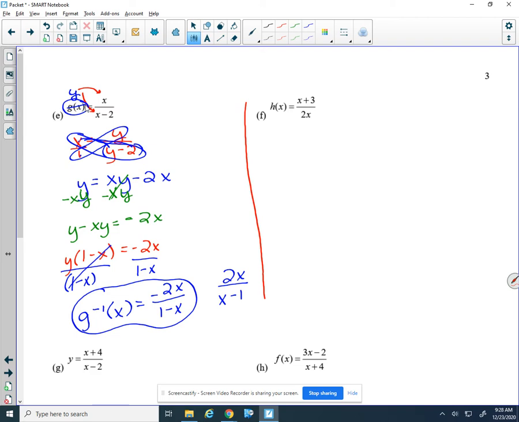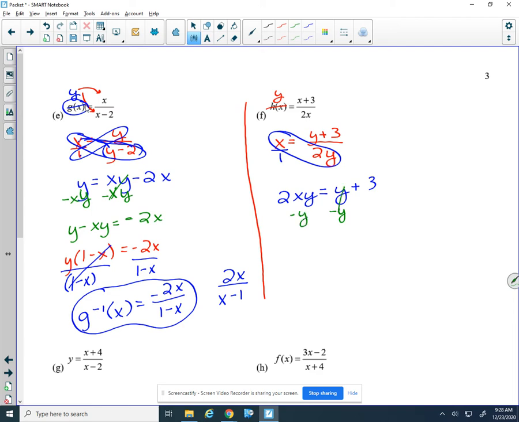So here we have another one where we're going to switch x and y, create a y from the h of x, switch x and y for the inverse. Then we're going to cross multiply. Here I do not need to distribute because these are both monomials. So x times 2y is 2xy. Then we're going to get our y terms together. I'm going to subtract this y over.